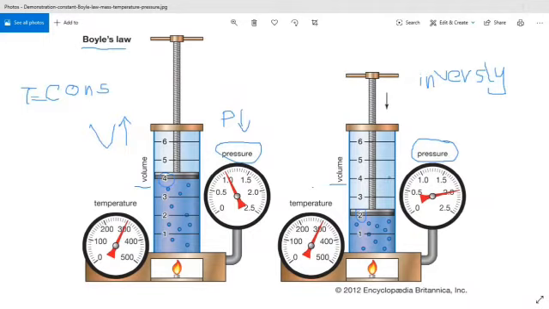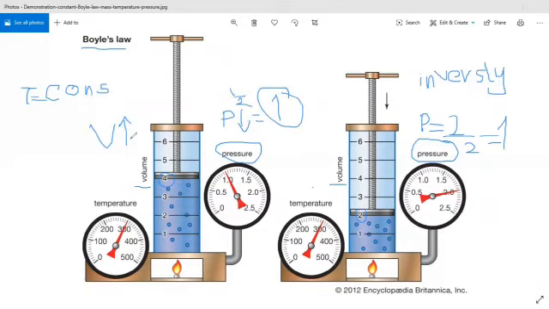The pressure here is equal to 2, and the pressure here is equal to 1. So it decreased from 2 to 1. So it decreased by half. If I divide 2 by 2, it gives me 1. So it decreased by half.